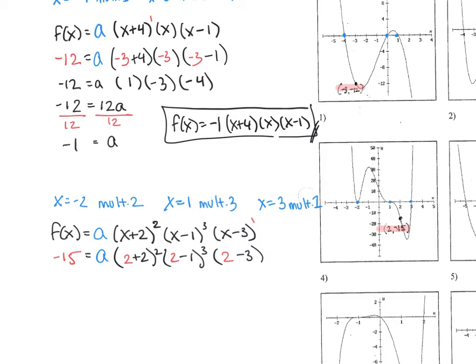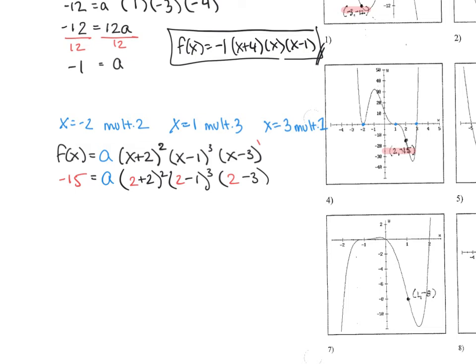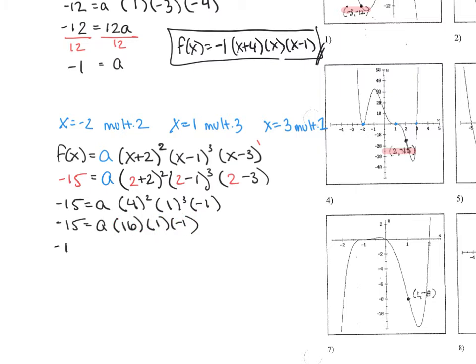I'm plugging in negative 15 for my y. And now I'm going to solve. Let's see, we got negative 15 is equal to a times 4 squared times 1 cubed times negative 1. Let's see, a times 4 squared is 16. 1 cubed is 1 times negative 1. So 16 times 1 times negative 1, that's going to give me negative 16. So you have negative 15 is equal to negative 16a.